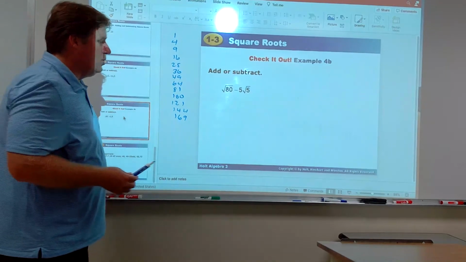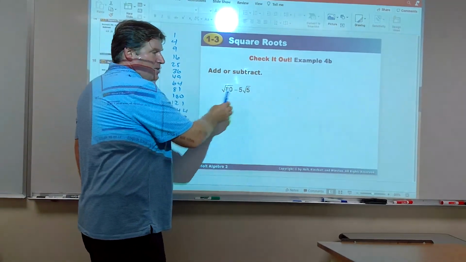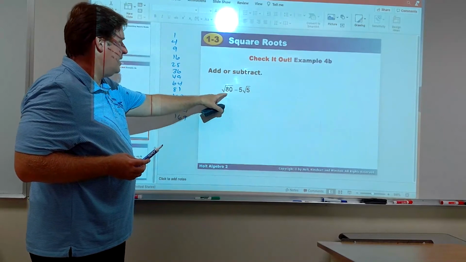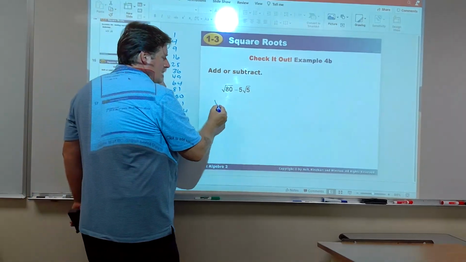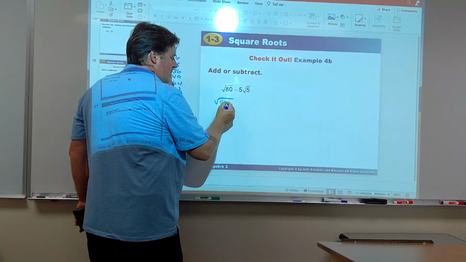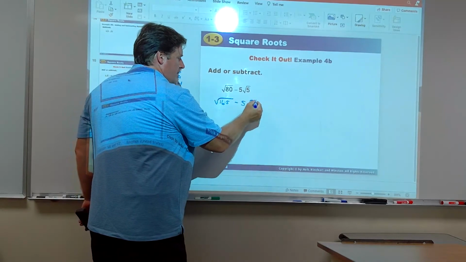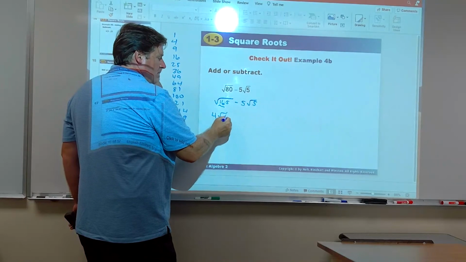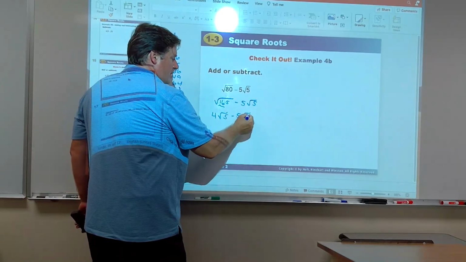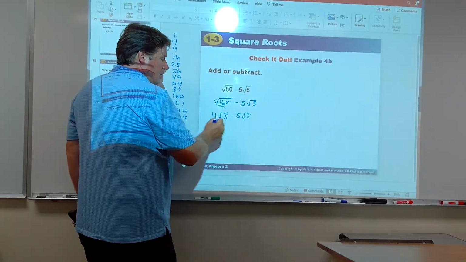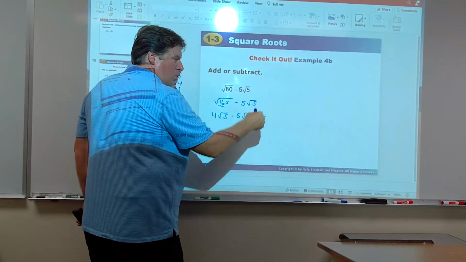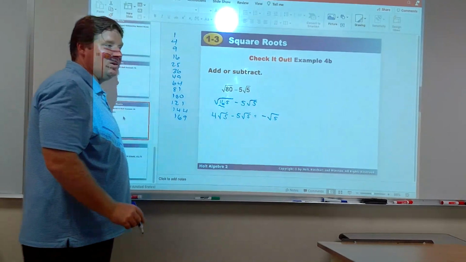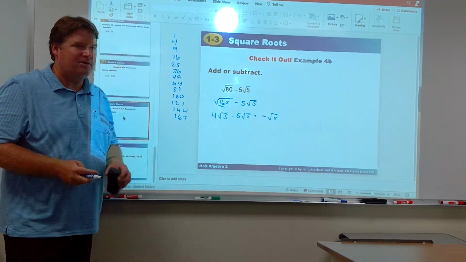Okay, and last one. Let's try this one. Ooh, these are not like radicals, but I got a sneaky suspicion we could probably simplify that. Did you know that the square root of 80 is actually the square root of 16 times 5? And the square root of 16 is 4, so that's 4 root 5. And there we go, so this ends up being negative. If you want to put a 1 in front, you can. It's not wrong to put a 1 in front, but I typically don't. We get negative root 5.